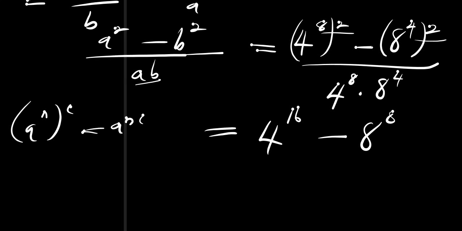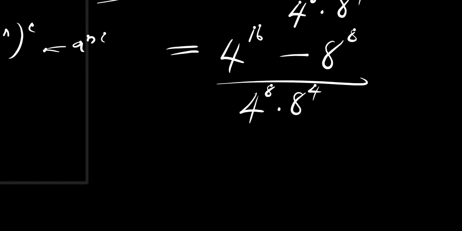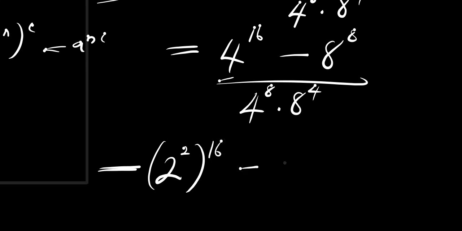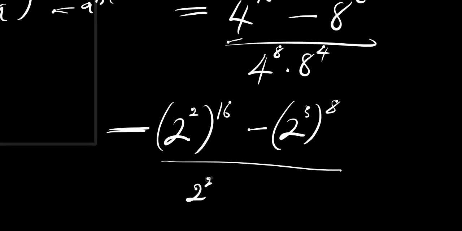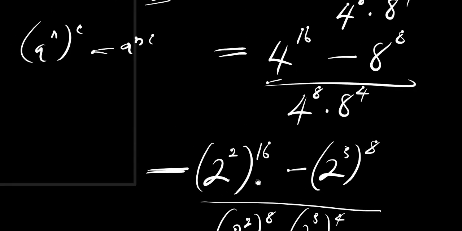Then this is divided by 4 power 8 times 8 power 4. Now the next thing we're going to do is 4 here, we can have it as 2 power 2 or power 16 minus 2 power 3 or power 8. Then we have divided by 2 power 2 or power 8 times 2 power 3 or power 4. And we still made use of this particular identity, a power n or power c equals a power n times c.